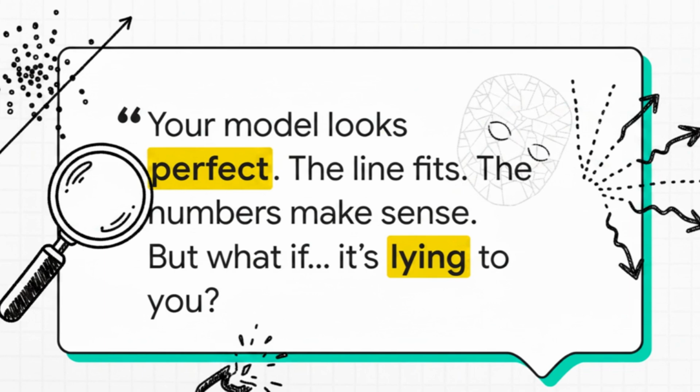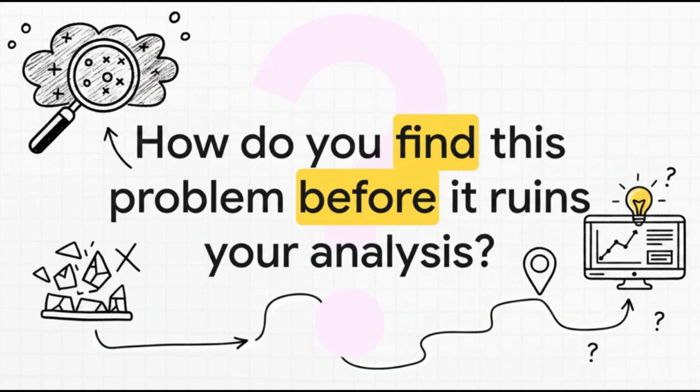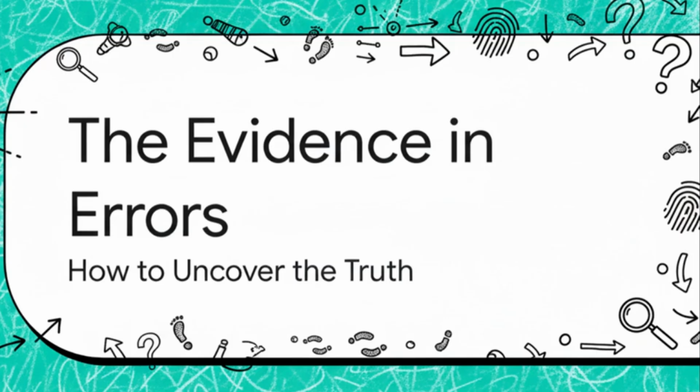Your regression looks perfect. The line is a good fit. The results seem to tell a clean story. But hidden inside that model could be a flaw serious enough to challenge your conclusions. The real question is, how do you spot it? To get to the truth, we have to look where most people do not look. We have got to go beyond that obvious regression, and that means we need to investigate the errors.